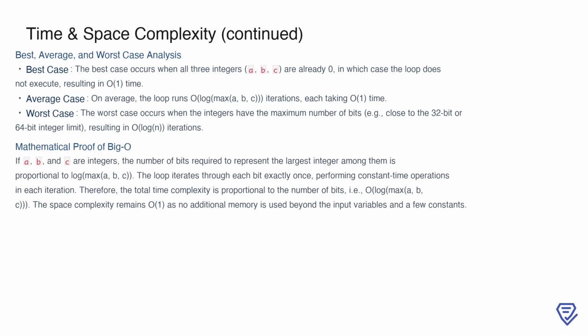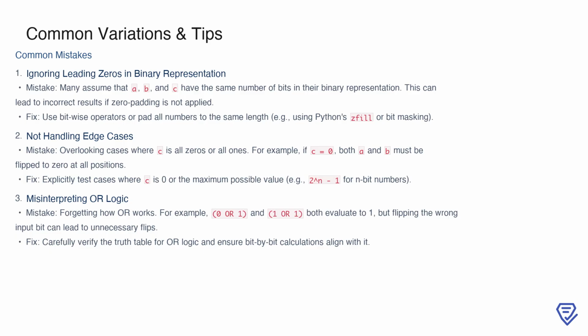algorithm. When tackling this problem, there are several common mistakes to watch out for. First, ignoring leading zeros in binary representation can lead to errors. This happens when you assume that A, B, and C always have the same number of bits, which is not true unless you explicitly pad their binary representations to the same length. Tools like Python's zfill or bit masking can help ensure uniformity.